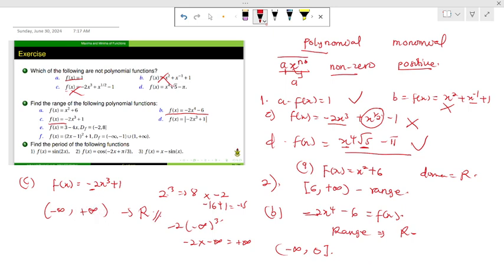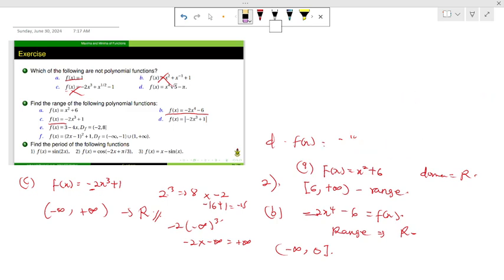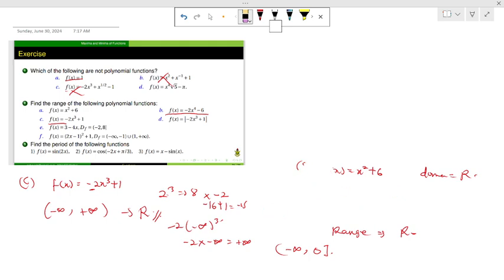Let's look at D. So for D, let me clean some space here. Okay, so let's see. D.